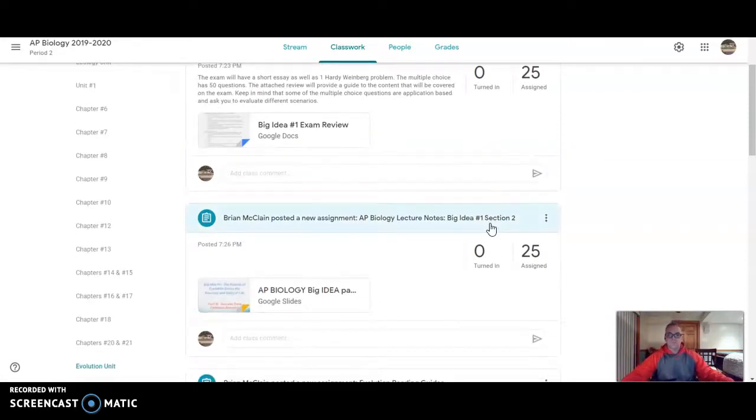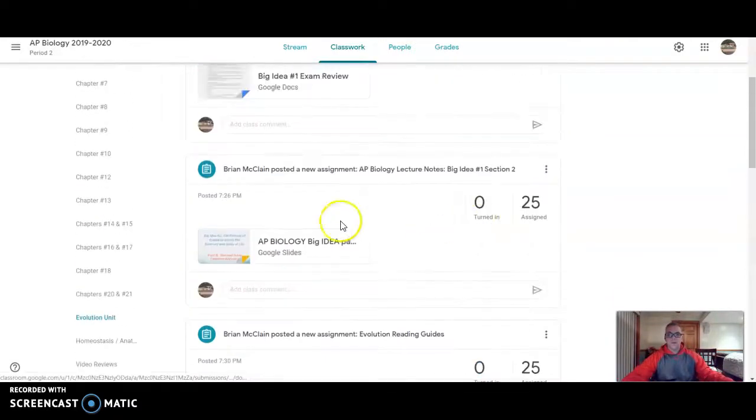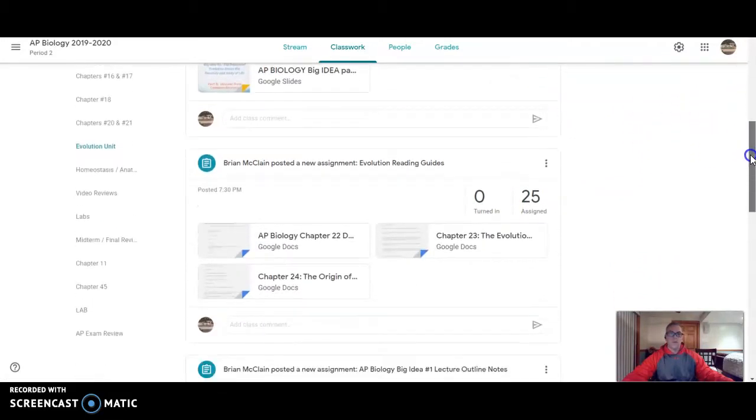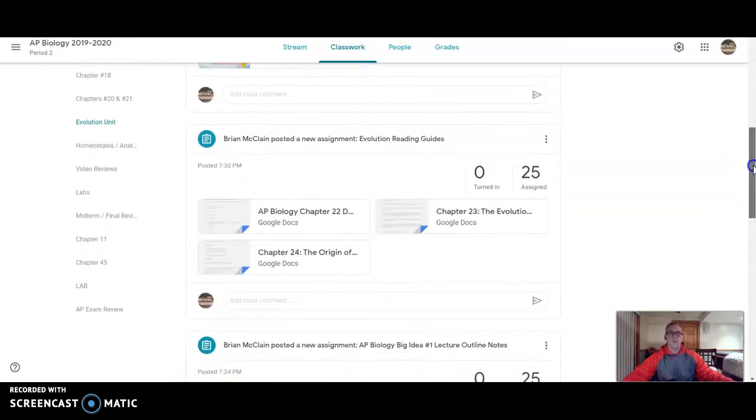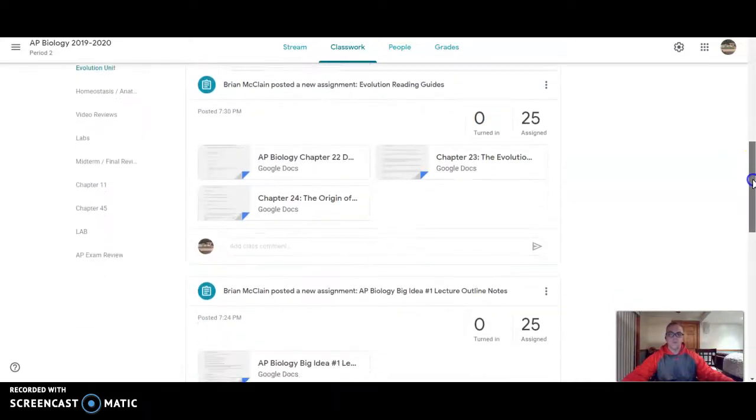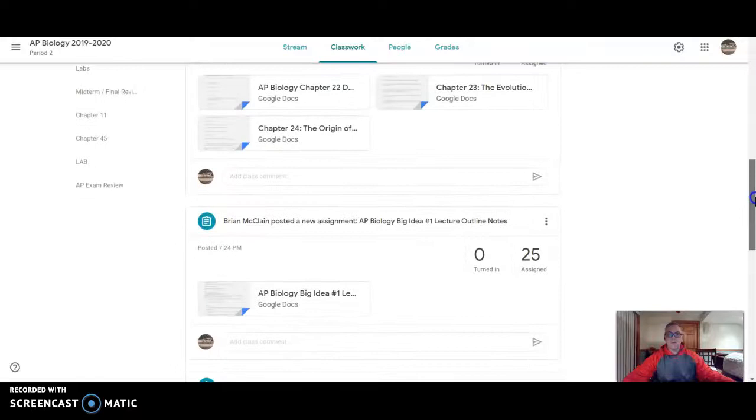AP refers to this particular area as big idea number 1. So when we examine this, you'll see a lot of my notes are referenced as big idea number 1. Chapter-wise, we're looking like 22, 23, 24, and then there's a couple other chapters that come in there with bits and pieces of it. So there's some other content towards the end that we'll definitely be covering.